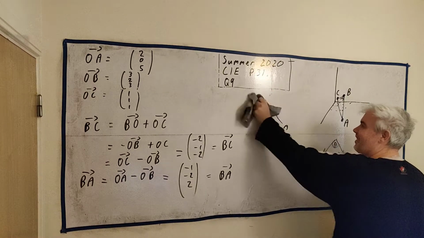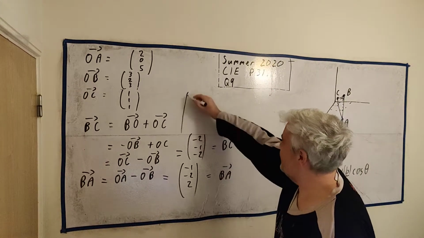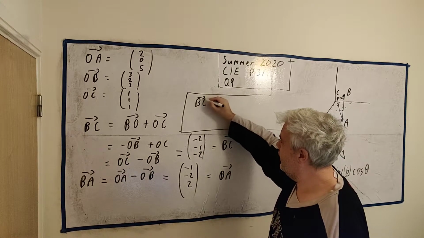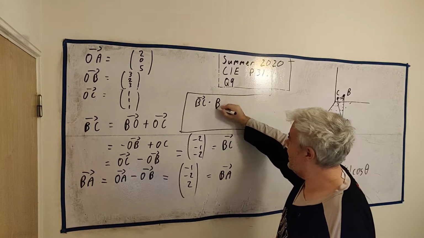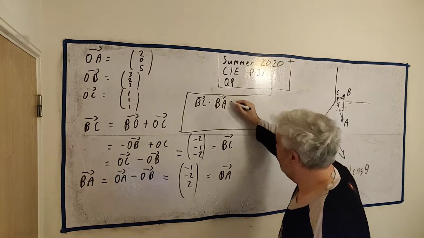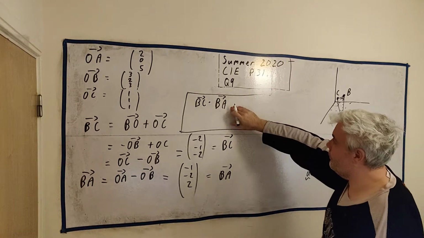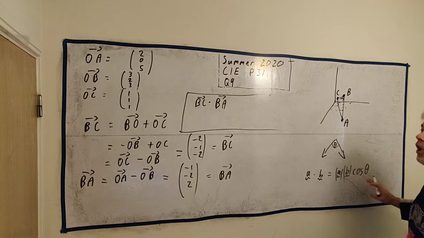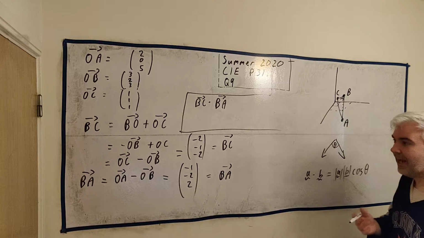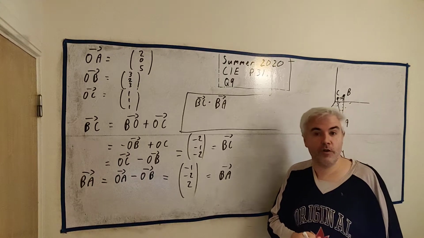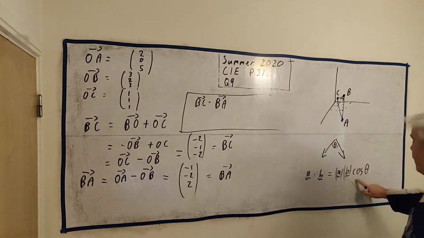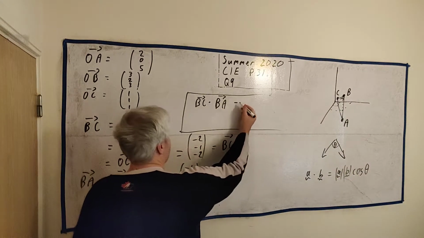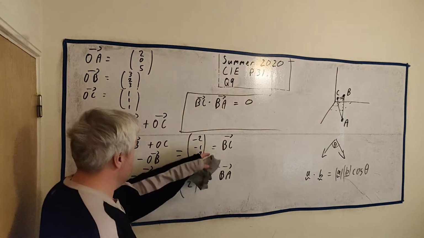Again, I'm going to rub my little picture out and I'll squeeze this up here. BC dot BA will equal, like I said, the length times the length times cosine of the angle. But here's the thing, they're asking us to show that the angle is 90. Cosine of 90 is 0. So they're really just asking to find, is this 0?